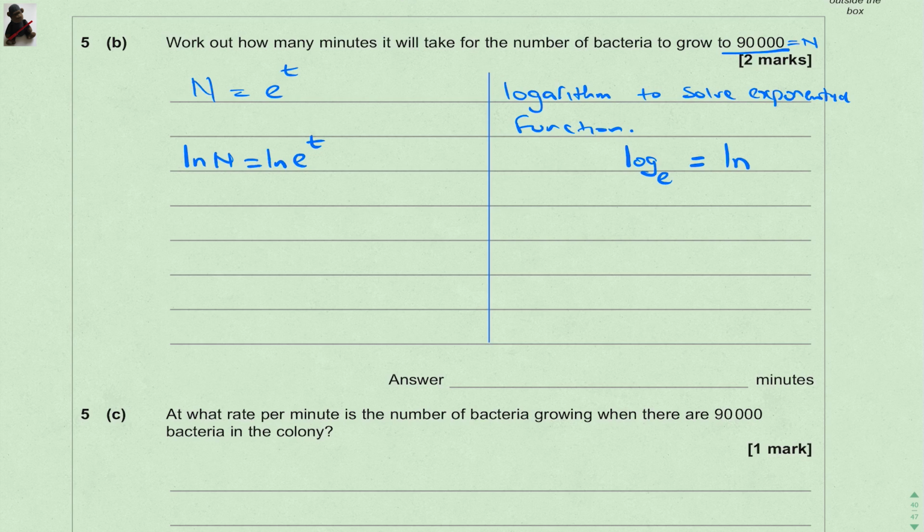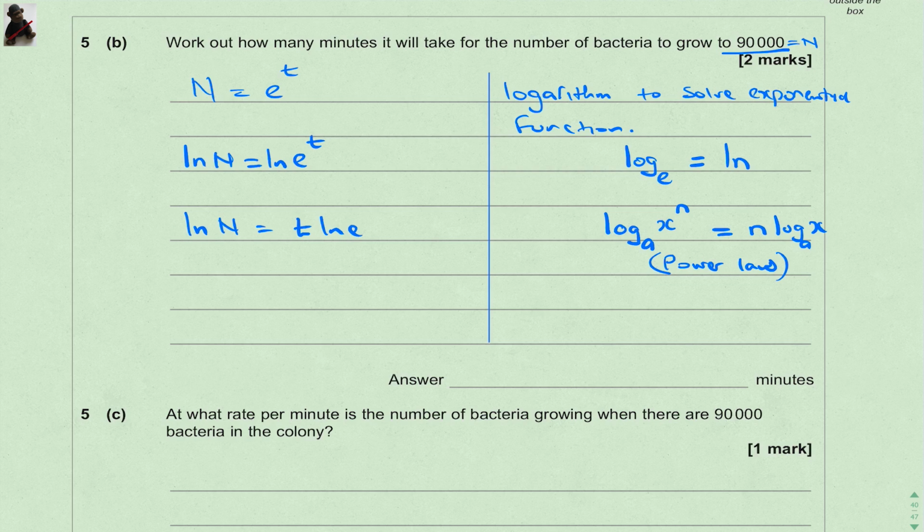In a log, we have this behavior. If you have a log of base a, and then you have x to the power of n, we can write it as n log of base a of x. So the power will come to the front of the log, and that's how we write it. This is called the power law in logarithms. So we're going to use the power law here. So that will become ln n equals t ln e.